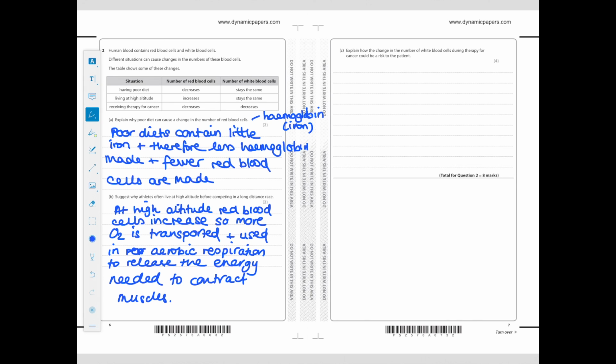Explain how the change in number of white blood cells during therapy for cancer could be a risk to the patient. And actually, we know from the table that the white blood cells decrease. So what is the problem with white blood cells decreasing in number? Well, think about their roles, and that's actually what this question is asking. The same question could actually be, what are the roles of the various white blood cells found within the body? So if we reduce the number of white blood cells, it means that we reduce the number of phagocytes.